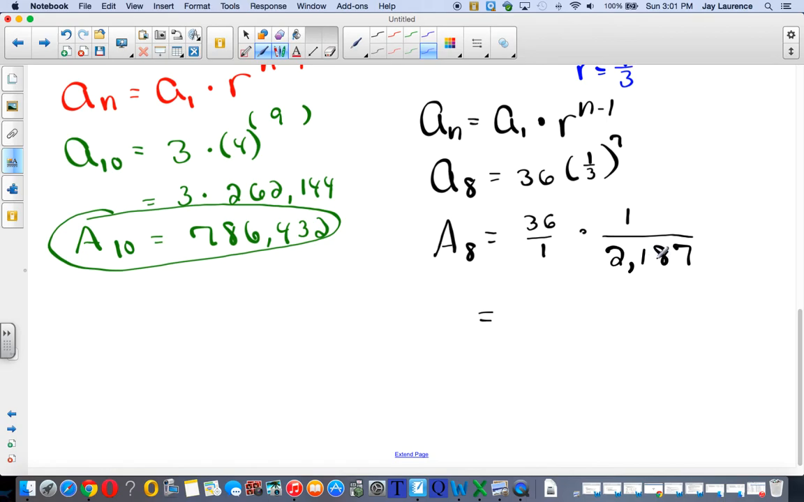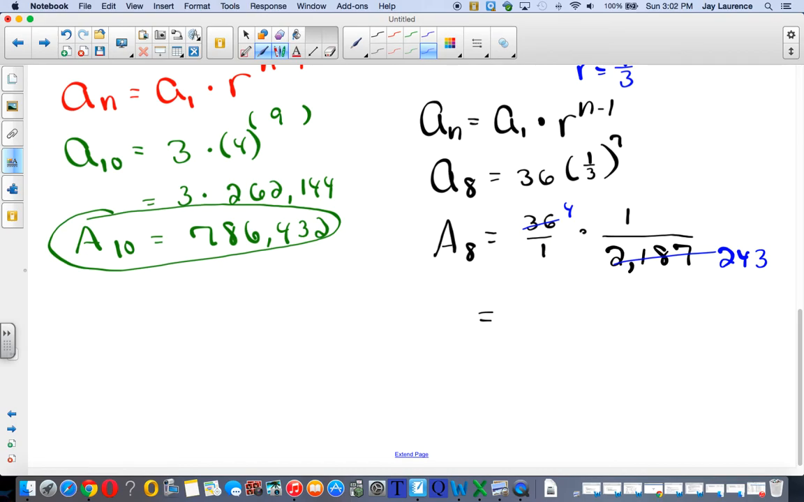I'm not sure if 36 goes into both. I guess it doesn't because 4 doesn't go in. I'm going to divide both by 9. So I'm going to divide 36 by 9. I'm going to get 4. I'm going to divide 2,187 by 9. And what am I going to get? I think I'm going to get 3 to the 5th, which is 243.